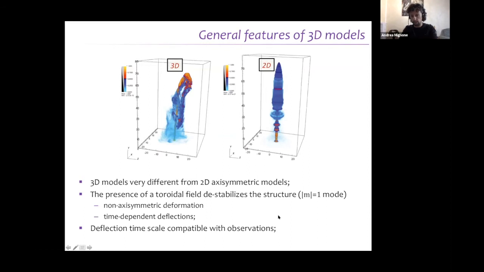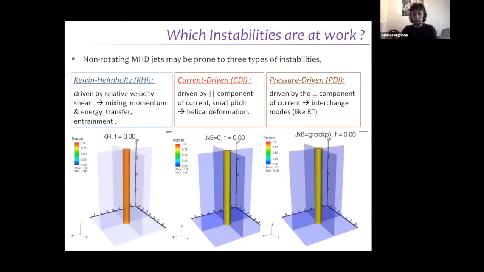Now, for the Crab Nebula, what we see is a deflection time scale very much compatible with observation. So we believe that current-driven instabilities can be a very likely candidate to explain the change in morphology in these objects. Of course, there are many instabilities operating in these jets, not just current-driven, but a mixture of them.